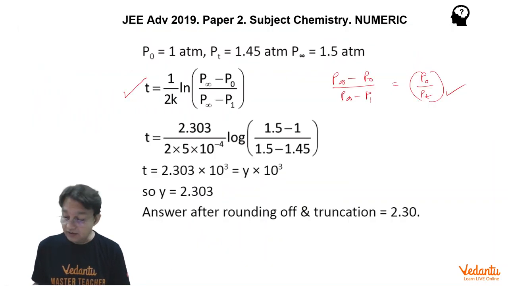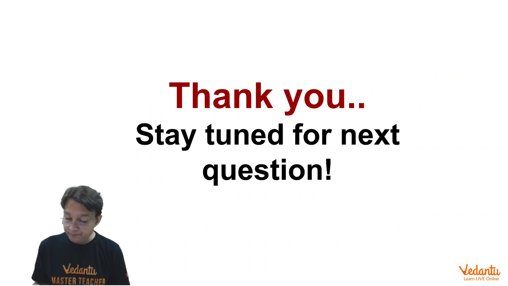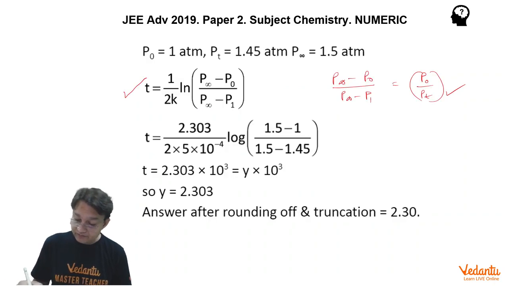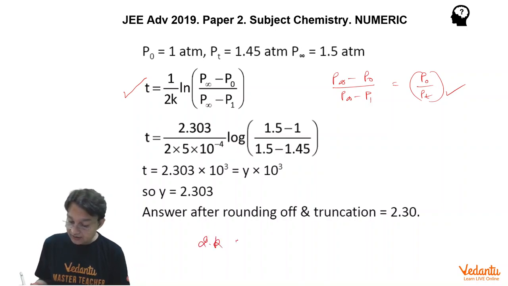definitely 2k is needed. So once again I tell you important feature of this is that the integrated rate law for this is twice into k into t is equals to ln of p naught upon pt.